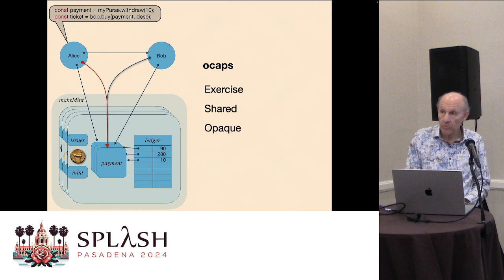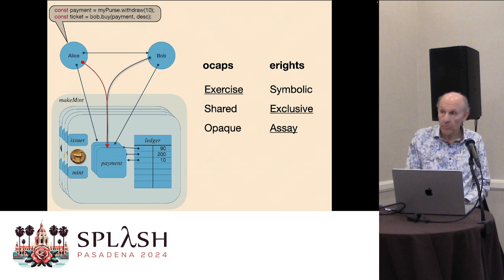So right now, Bob only has the assurances at the OCAP level of abstraction. He's got an object he can invoke. He can exercise it. But it might be shared with Alice, and it's completely opaque to him. He doesn't know what he's gotten.